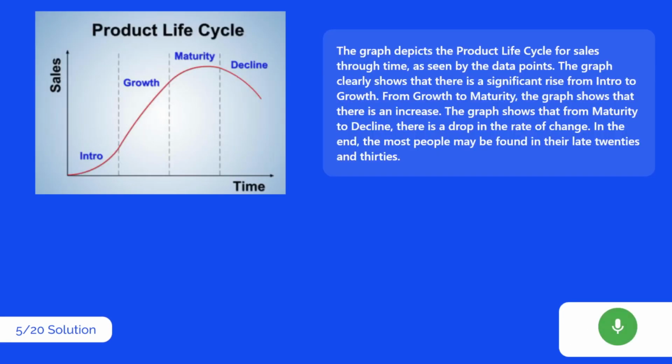The graph depicts the product life cycle for sales through time, as seen by the data points. The graph clearly shows that there is a significant rise from intro to growth. From growth to maturity, the graph shows that there is an increase. The graph shows that from maturity to decline, there is a drop in the rate of change. In the end, the most people may be found in their late 20s and 30s.